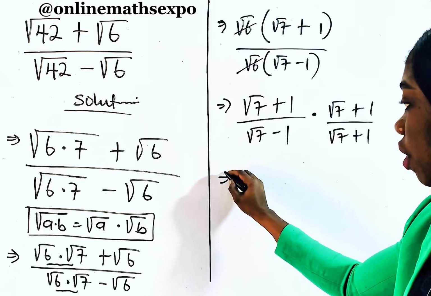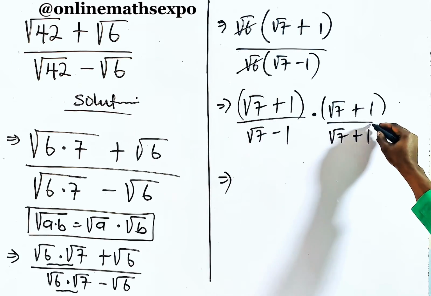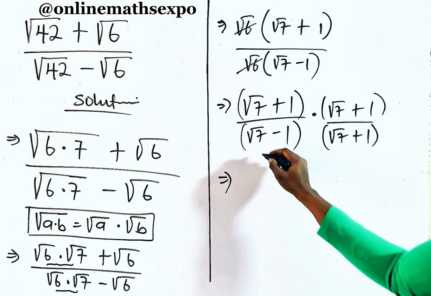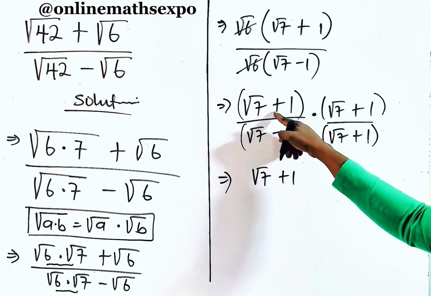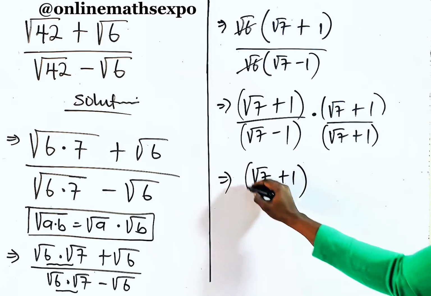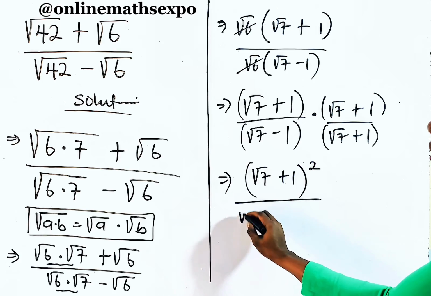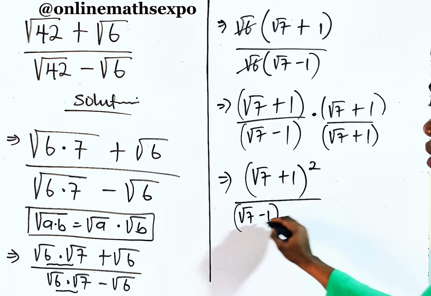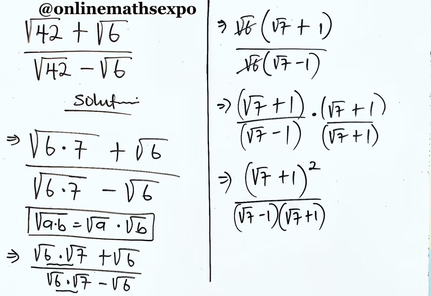So if you simplify, we are going to have these two multiplying this and these two multiplying this. So we have root of 7 plus 1. You see that they are the same, so we have it squared, divided by root of 7 minus 1 multiplying root of 7 plus 1.